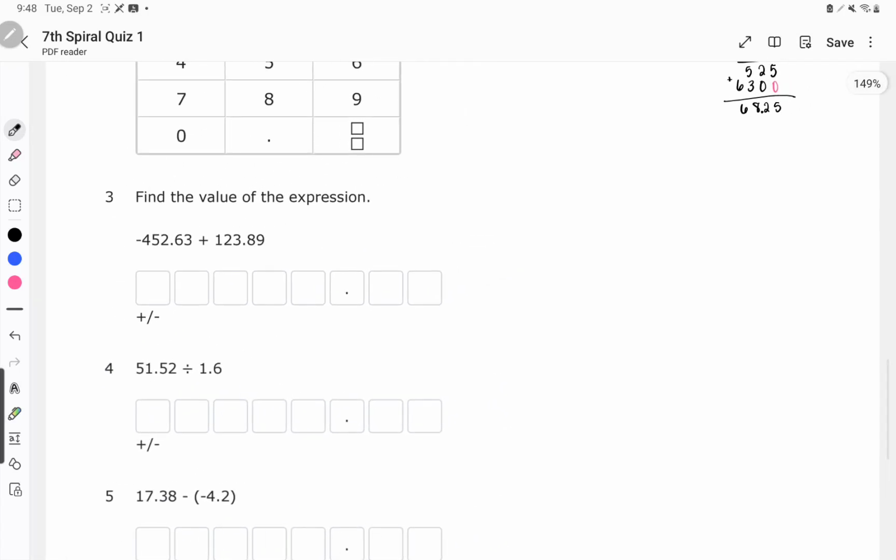The next one says find the value of the expression. We have negative 452.63 plus 123.89. So the first thing I'm going to ask myself is, are they the same signs or different signs? They're different signs, and different signs subtract, so I do 452.63 minus 123.89.